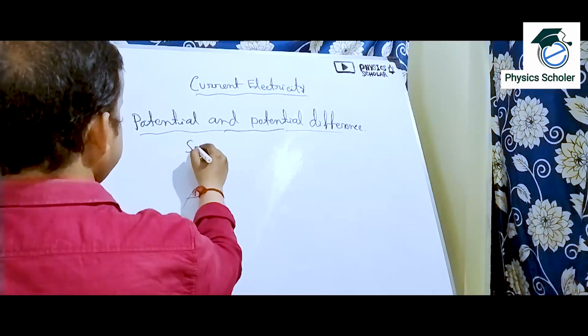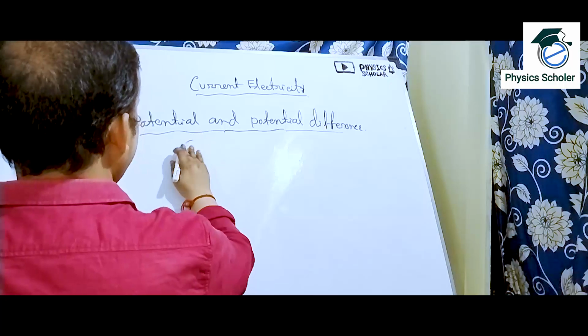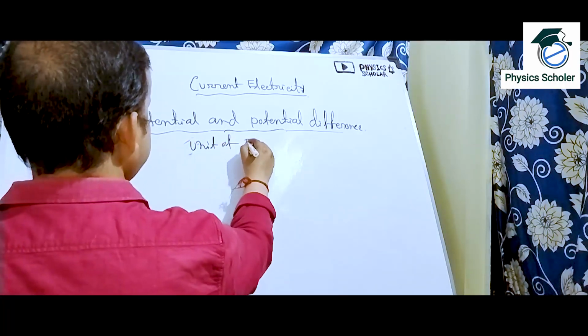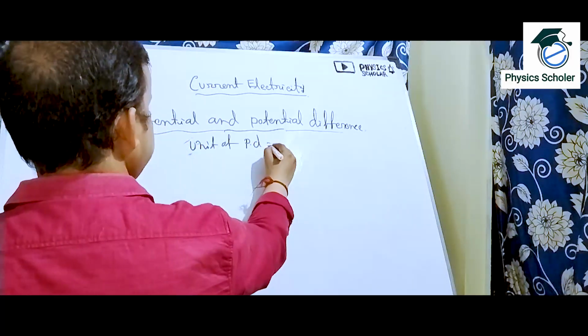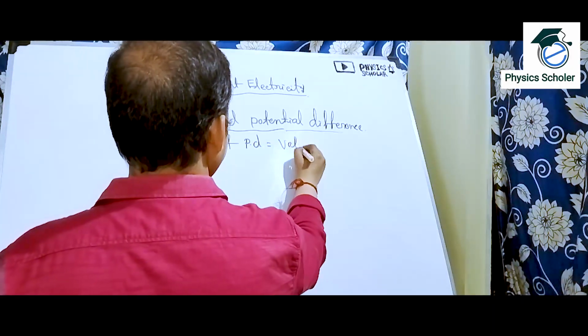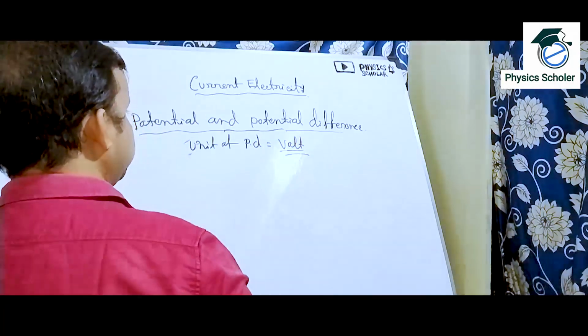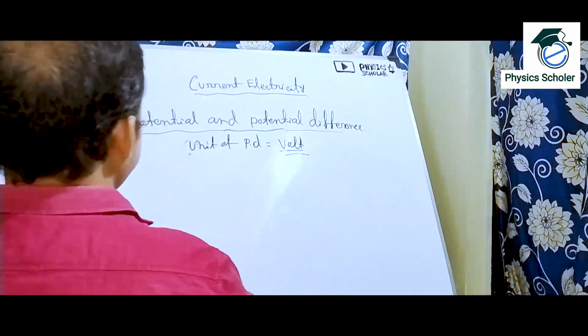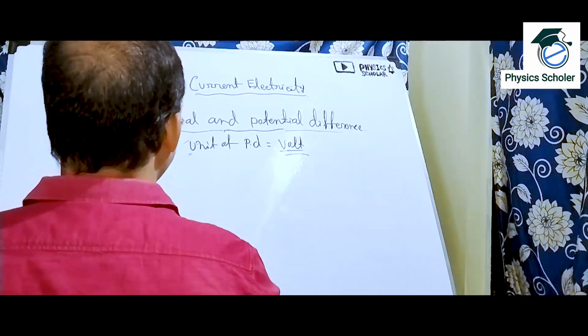The SI unit of potential difference or potential is known as volt. The unit of potential difference is known as volt. Clear? So this is known as the potential difference.